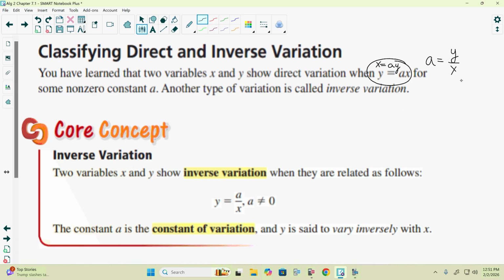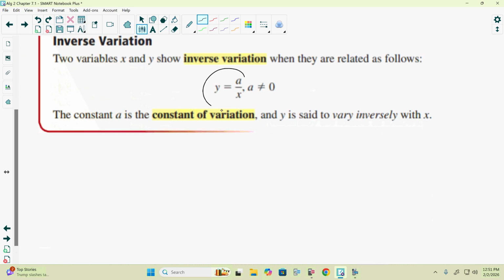Our other one that we have is inverse variation. Inverse variation is given to us by y equals a over x. We could also say that x is equal to a over y, or y times x, or x times y is equal to a. And all we're doing is just manipulating this equation to see the different forms or different ways it can be written. And a is just a constant term, it's just a number. Questions on this here?